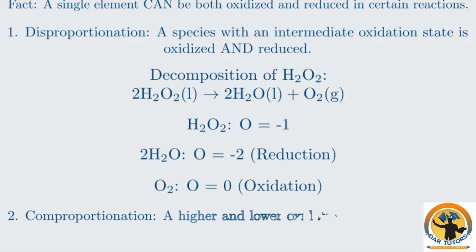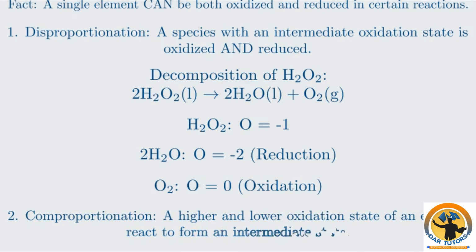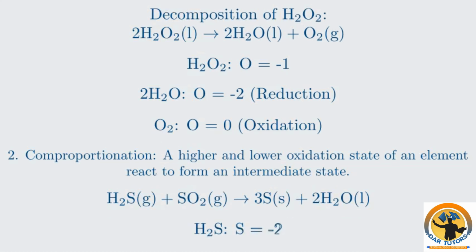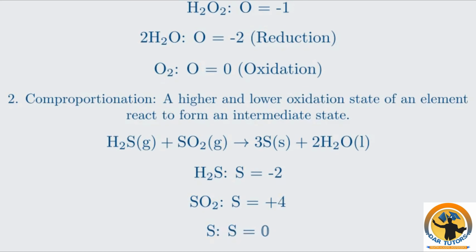An element in a higher oxidation state reacts with the same element in a lower oxidation state to form an intermediate oxidation state. We saw this earlier. The sulfur from H2S, OS -2, and the sulfur from SO2, OS +4, reacted to form elemental sulfur, OS 0, which is the intermediate state. Remember, one element can do both.